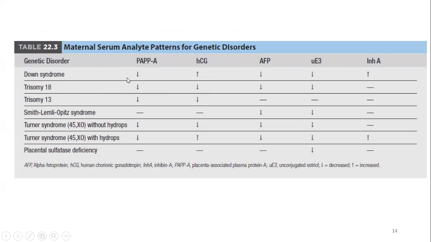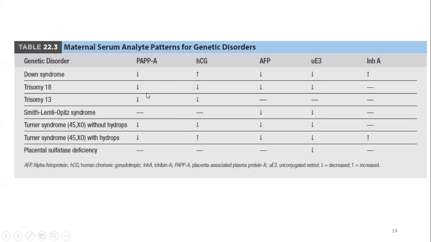As we can see in Down syndrome, which was asked in the question, there is a low level of PAPP-A. There is increased HCG. There is less alpha fetoprotein. There is decreased unconjugated estriol, and there is increased inhibin A. So two biochemical parameters are increased in Down syndrome, that is HCG and inhibin A, whereas the other parameters like PAPP-A, alpha fetoprotein, and unconjugated estriol are decreased.